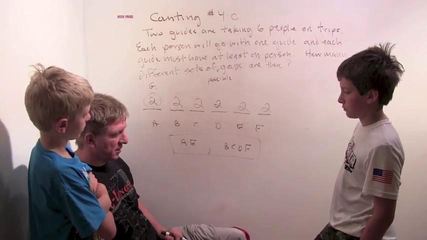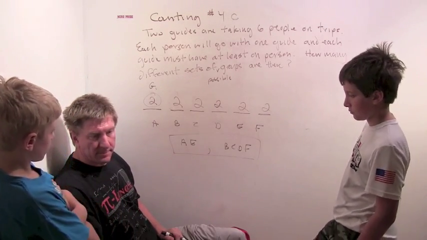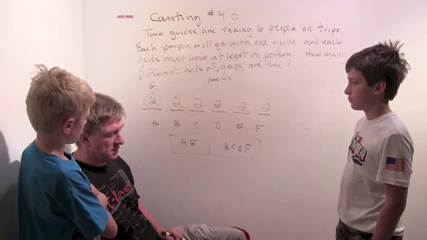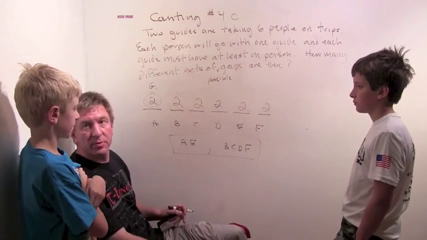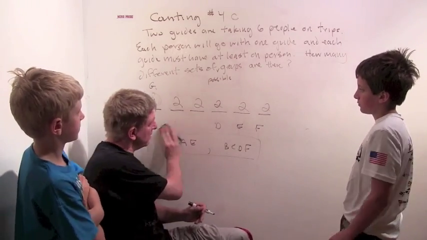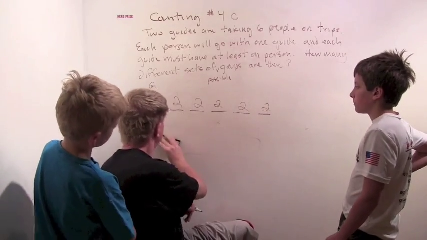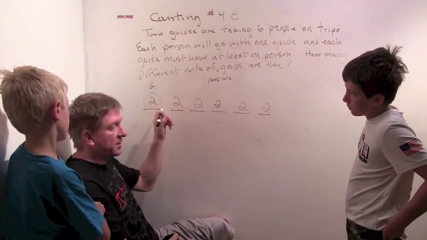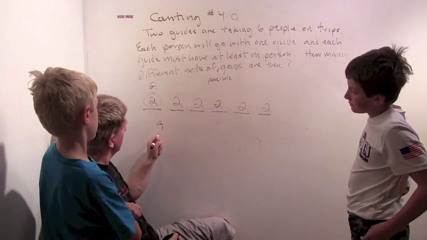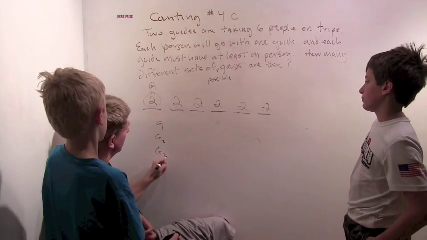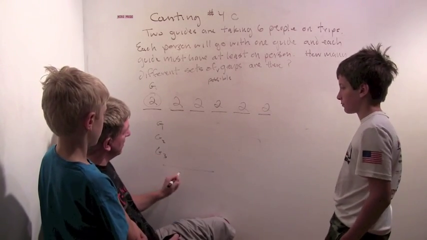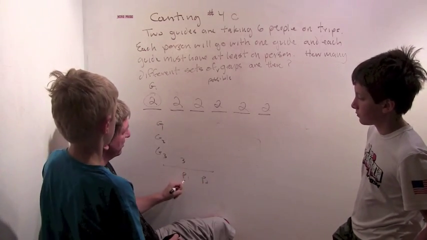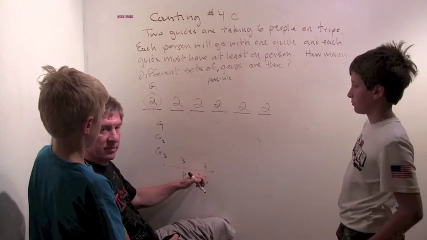Do we add or do we multiply here? Alright, well let's back up again to a simpler problem. Let's say there were 2 people and there were 3 guides each: guide 1, guide 2, guide 3. So this person would have 3 choices and this person would have 3 choices.